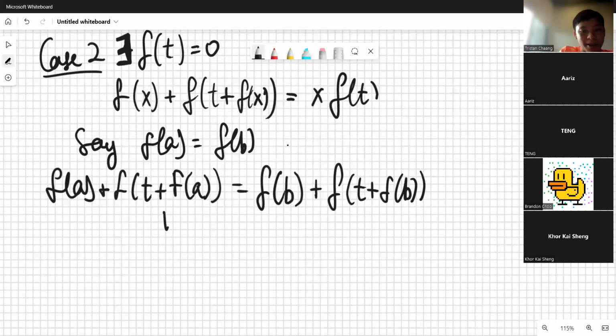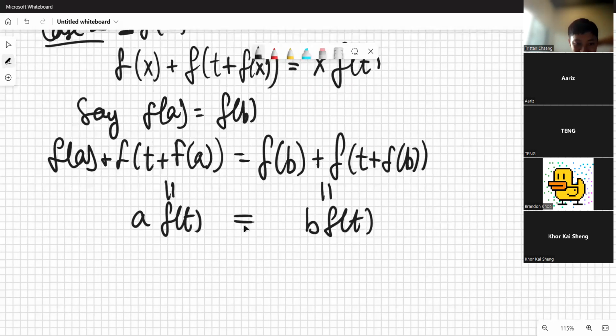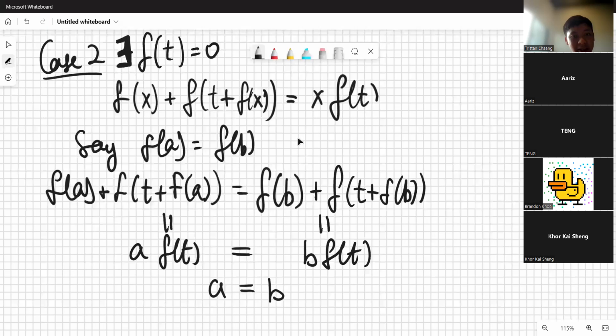the same. But according to the right hand side, where we have the isolated x, we managed to see that this is a f(t) and this is b f(t). And since we force f(t) to be non-zero, which is why we separated the cases, we get that a equals b. And this is how you prove f is injective.